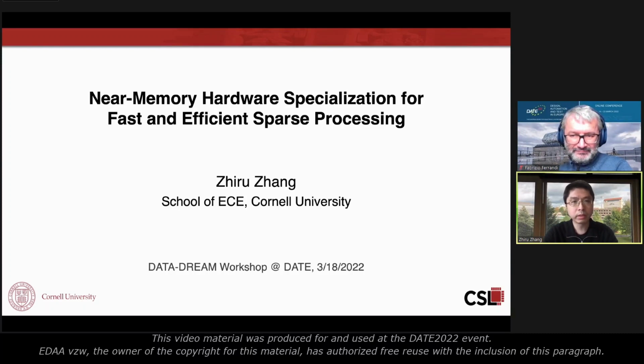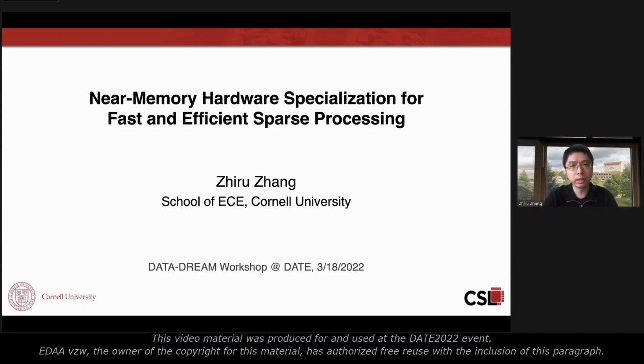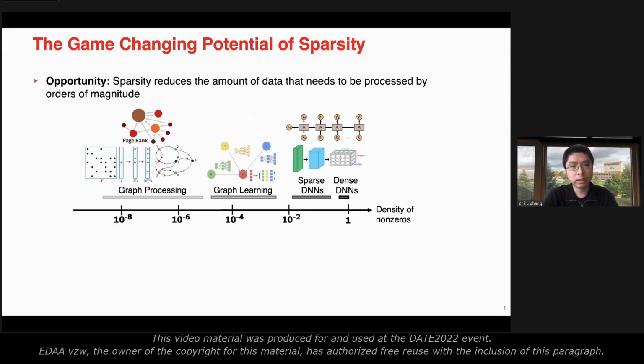So today I want to talk about some of our recent work on near memory hardware acceleration for sparse processing. For many of these data intensive applications, it's crucial to exploit sparsity, because the gain is obviously huge. With sparsity, we can often reduce the amount of data that needs to be processed by orders of magnitude. Also, for some of these graph applications, we simply cannot get away with dense storage because of the low density of the non-zeros.